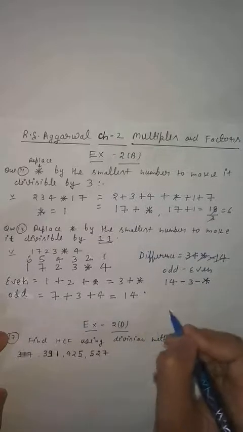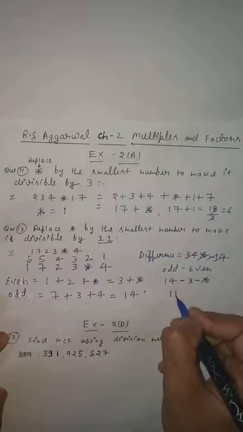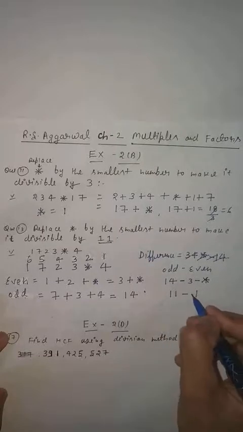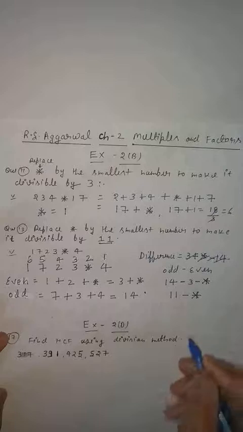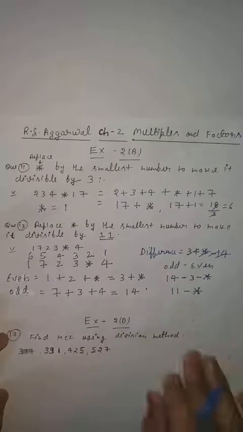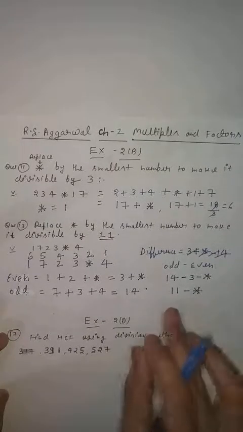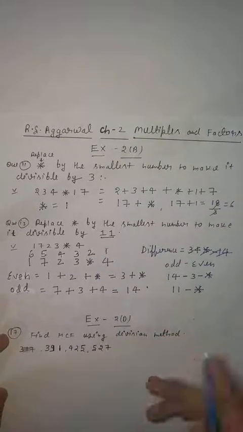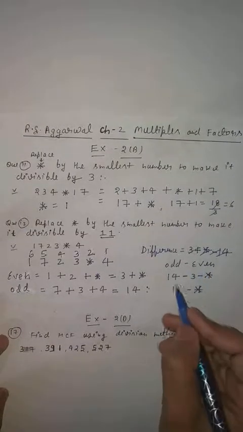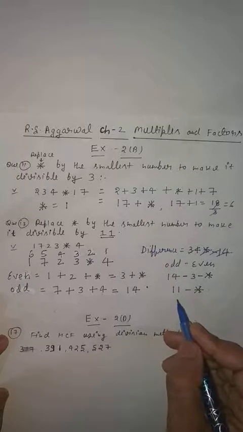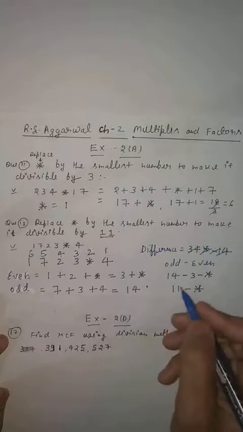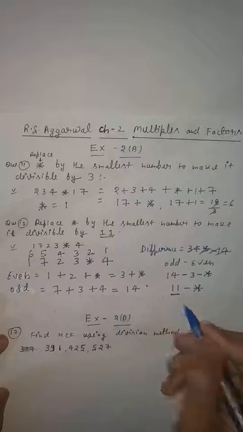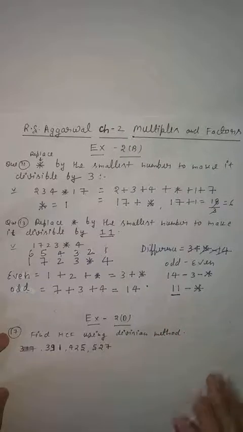Clear, students? So 14 minus 3, you know that is 11. 11 minus star. Now you have to think what least number you will put here. That number is divisible by 11. You know the test of divisibility by 11: if the difference of odd and even is equal to 0 or a multiple of 11, then the number is divisible by 11. Here you can see 11 is given. So 11 is also a multiple of 11 and it is divisible by 11.